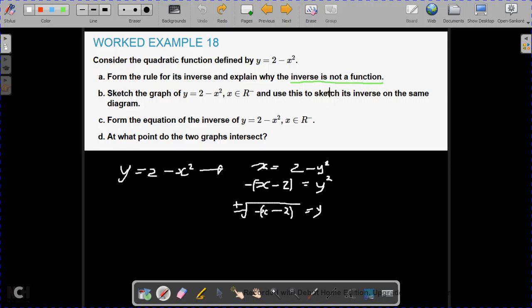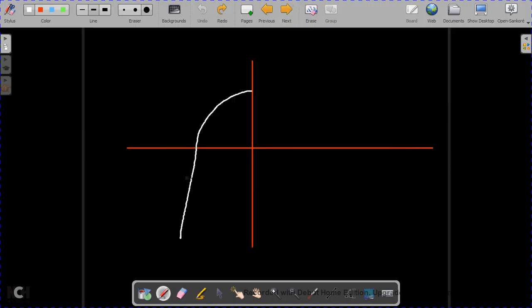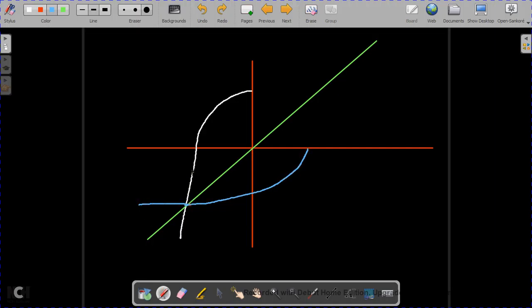And use this to sketch its inverse. Okay, when you're drawing the graphs, it's really easiest to draw in your reflection line, so y equals x, and then just do a reflection. So we've got a point there. Okay, as you can see, they all correspond along that reflection. So that's basically the inverse function sketch. So just draw your line and then just do a reflection along that line.